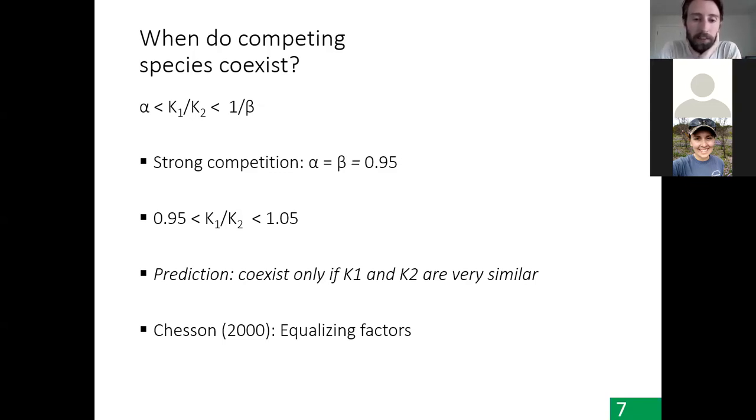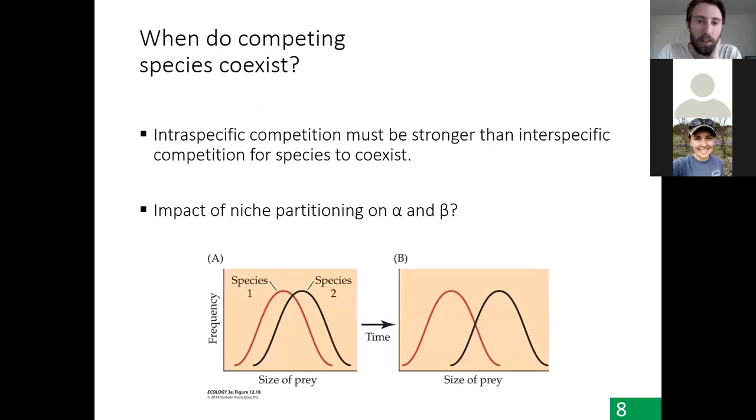So pretty strange outcome here in this model, but we do expect these two forces, the stabilizing forces and the equalizing forces, to both be important in controlling whether competitors coexist with each other. Okay, so let's think about some of these scenarios in a little bit more detail here. So we had those stabilizing factors that cause intraspecific competition to be stronger than interspecific competition.